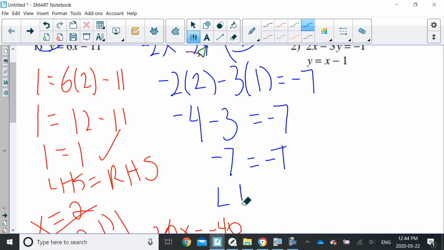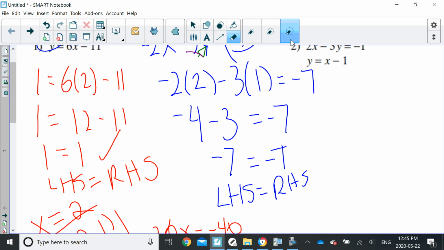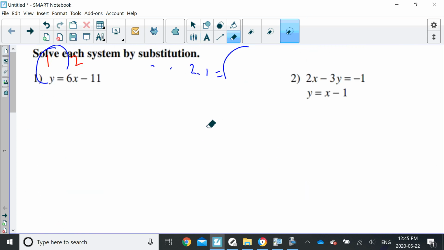My solution is correct. And something interesting about this test, there's no explaining or anything like that, because if you do your verification for every single question, if your left-hand side equals right-hand side, you will know before you even submit your test if you're getting it right or wrong. Okay? So let's do this next one. I won't do the verification, but you'll need to do the verification on your test.